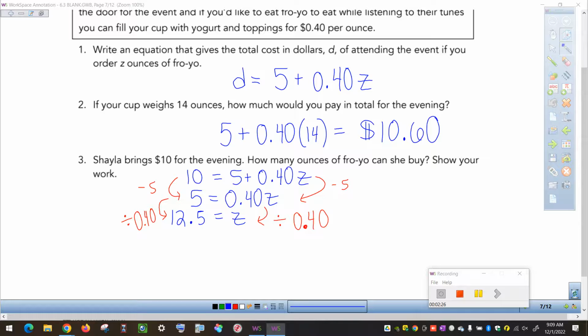So she doesn't have to get exactly that amount. It might actually be hard to fill the cup and perfectly equal that. But technically that is how much she could buy with the amount of money that she has.